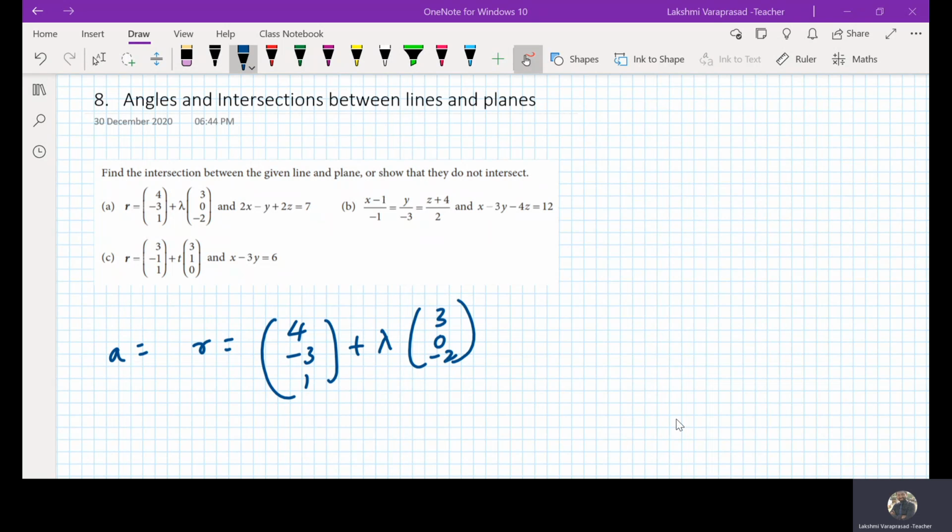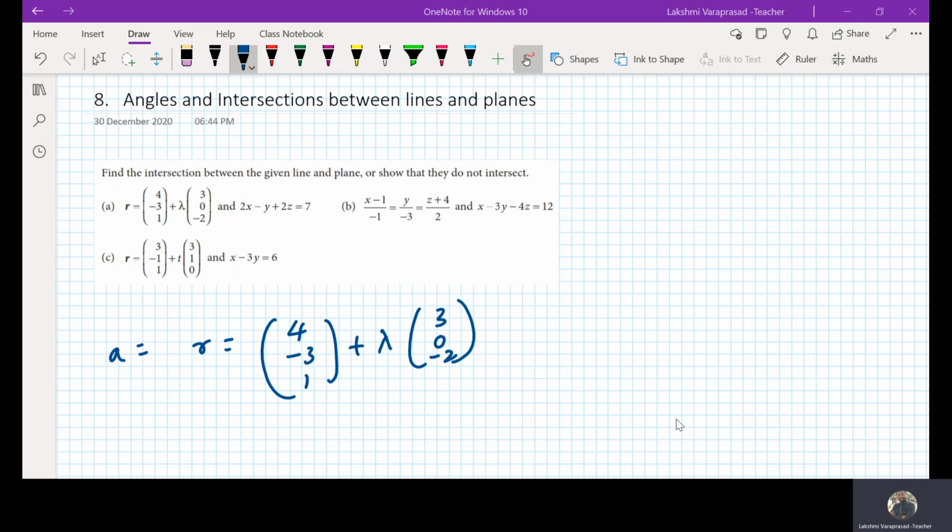Our concept is to find the intersection between the given lines and plane, or show that they do not intersect. They may intersect, or they may not intersect. If they're intersecting, we need to find that intersection point. How to find the intersection point?